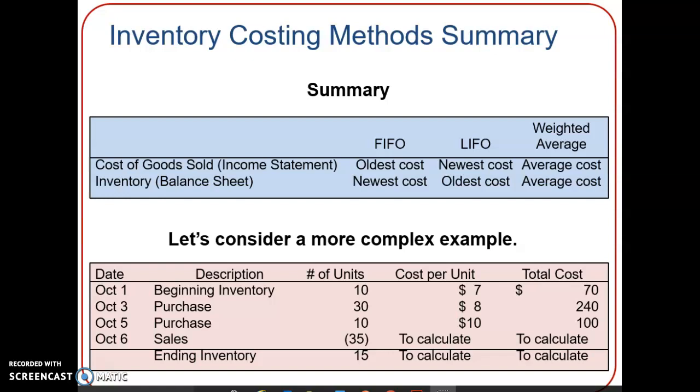All right, here you can pause and try to figure out the questions on your own. Start with the FIFO method. What's the CGS under FIFO? What's the ending inventory under FIFO? And then go on with LIFO and the weighted average method.